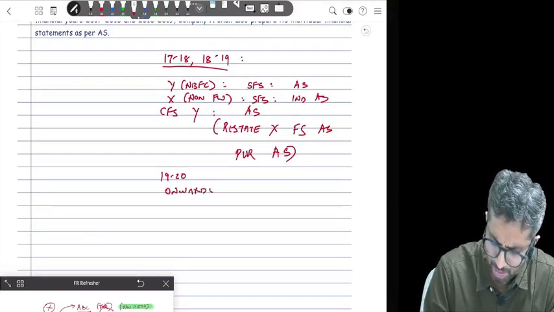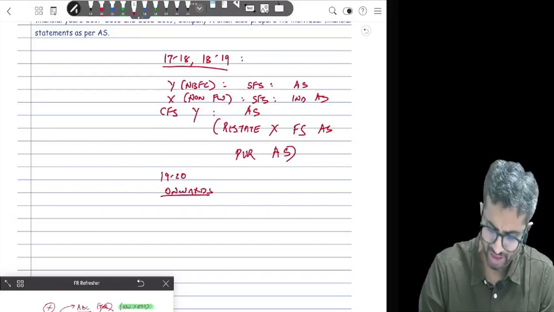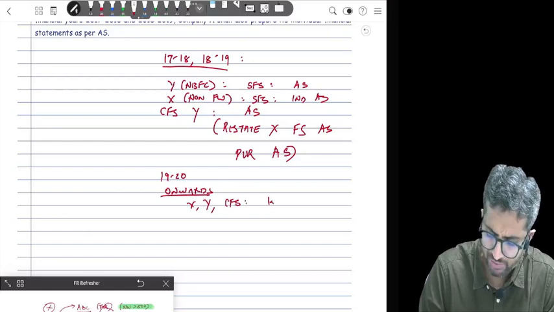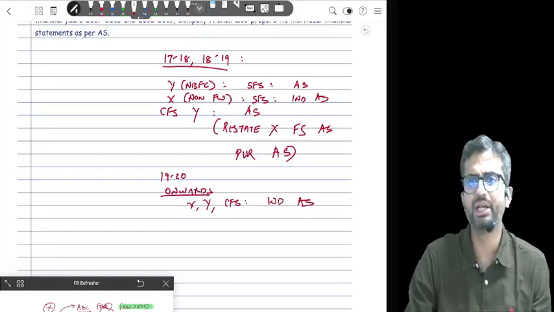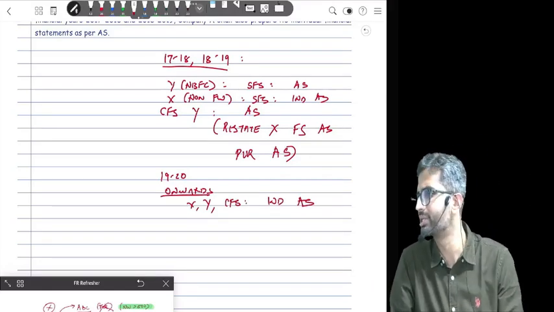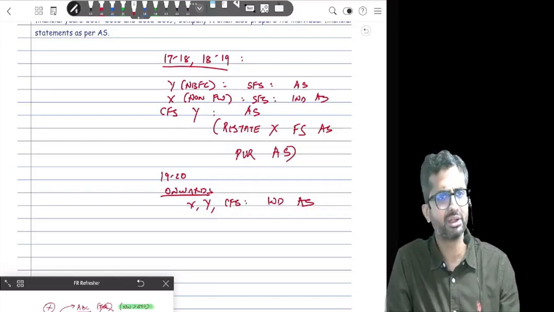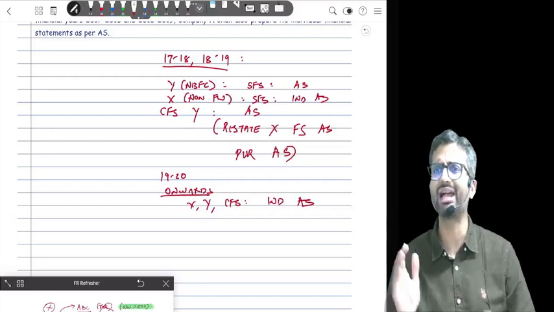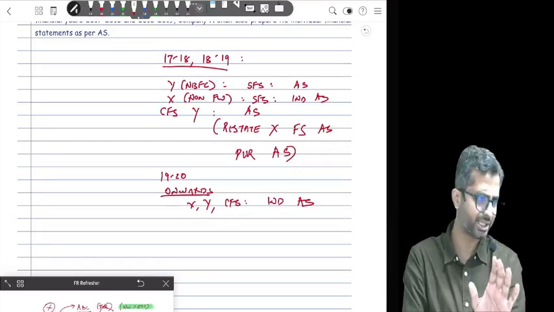will there be any problem? No. You look at X, you look at Y, you look at the CFS. All of them will be prepared as per Ind AS only. So there are uniform policies then. Are we clear with this? Are we understanding? Yes, okay. So that kind of takes care of the applicability section.